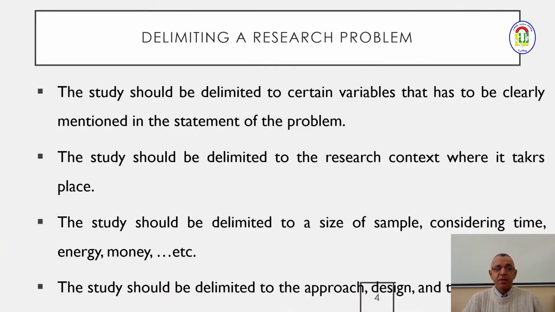Technically speaking, we can come to talk about this in detail in the coming presentations. Now, concerning delimiting a research problem, we can say that the study should be delimited to certain variables that have to be clearly mentioned in the statement of the problem. Again, when you state your problem, any reader can easily identify the variables in your study. They should not be left ambiguous, because ambiguity may lead to confusion.